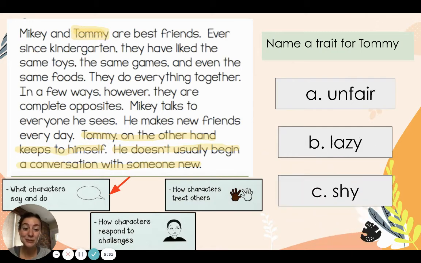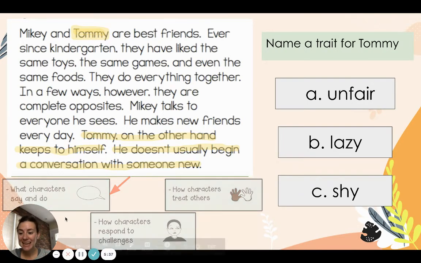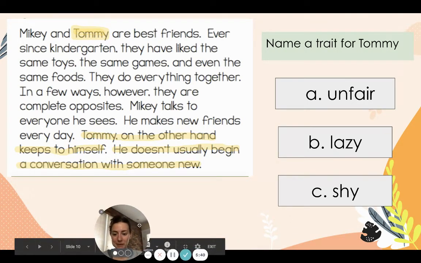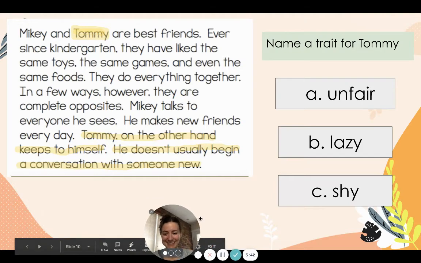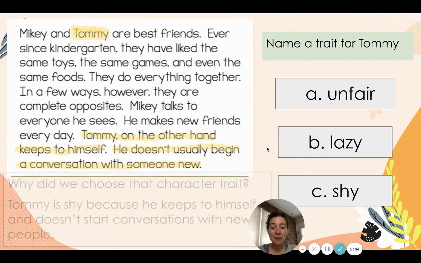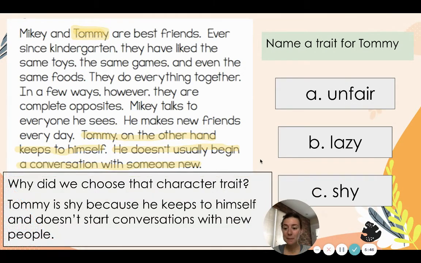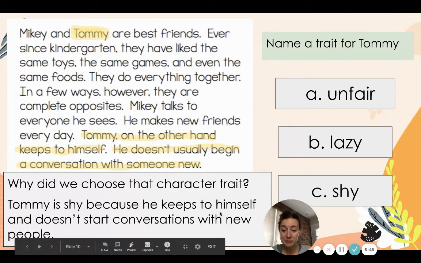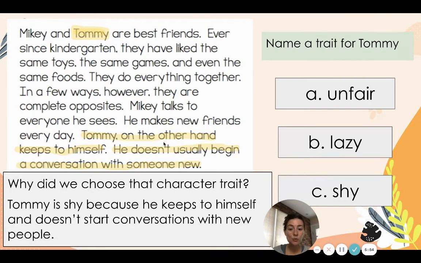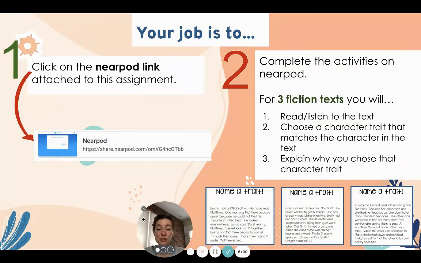Well, friends, if you said C, shy, you're right. Tommy is shy. Oop, let me move myself over here. Oh, here we go. Tommy is shy because he keeps to himself and doesn't start conversations with new people. That means he's shy. We use the text to help us come up with that. Awesome. All right, friends, now it's your job.